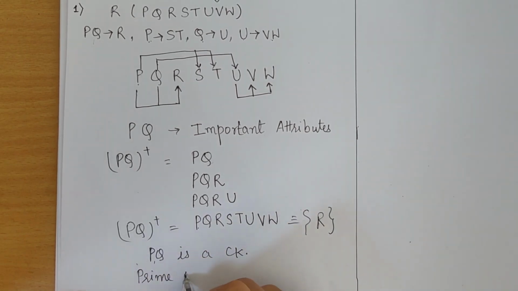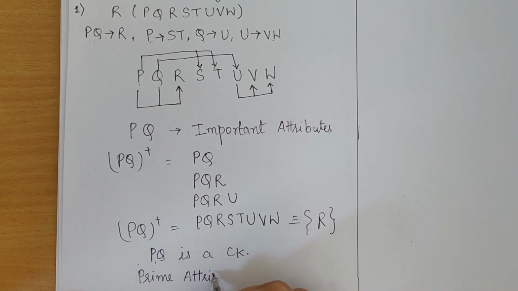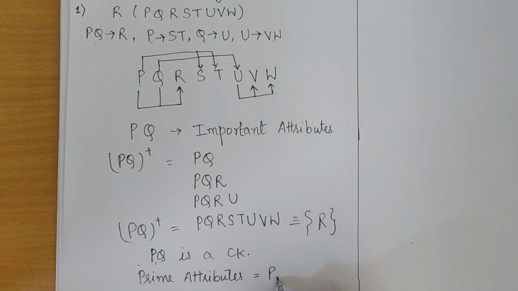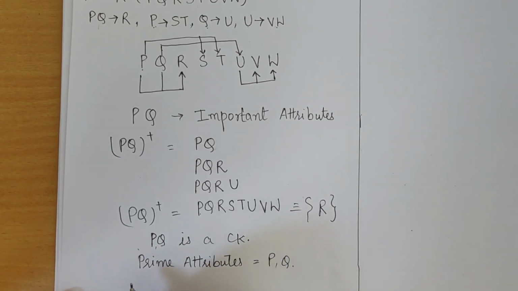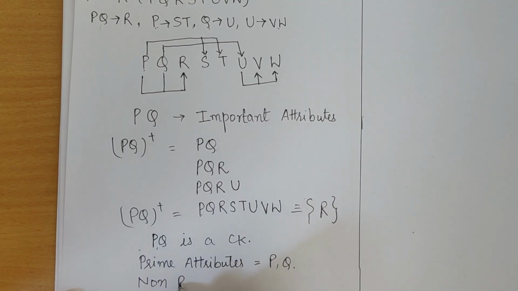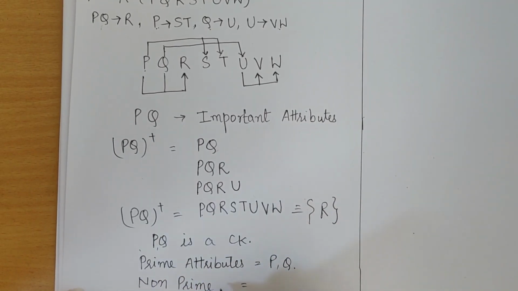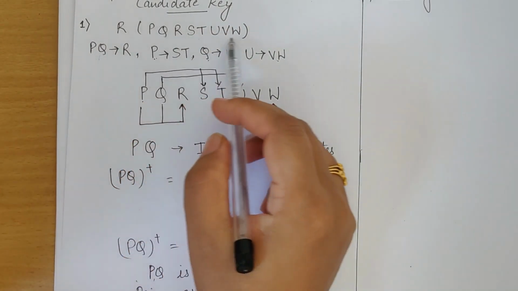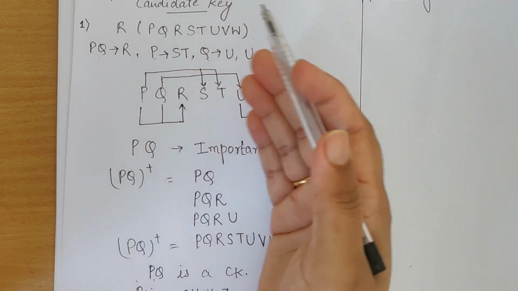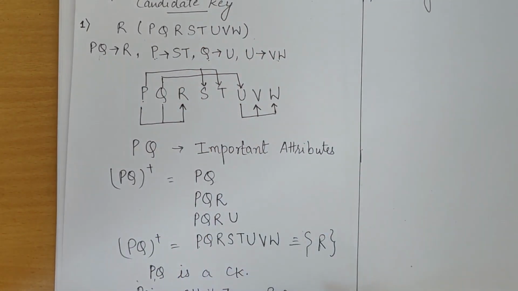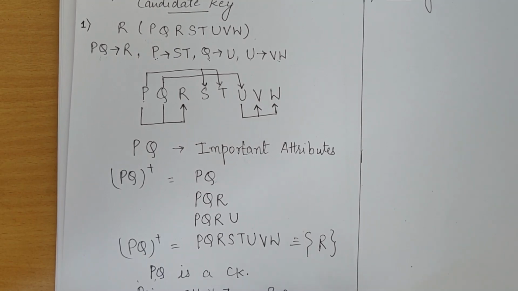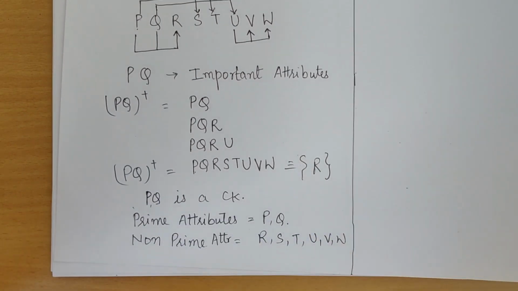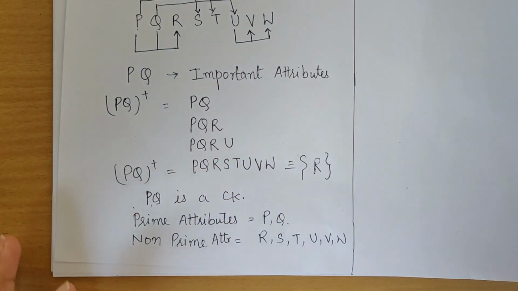Now what are the prime attributes and what are the non-prime attributes for this question? Prime attributes are those which are part of a candidate key. If you can see here, P and Q are part of the candidate key, so P and Q are the prime attributes. Non-prime attributes are those attributes which are not part of the candidate key. So in this relation, apart from P and Q, all the remaining attributes, R, S, T, U, V, W, are non-prime attributes. So I hope this is clear.